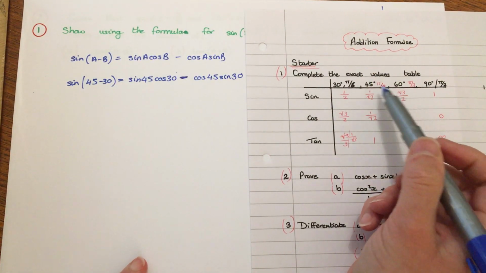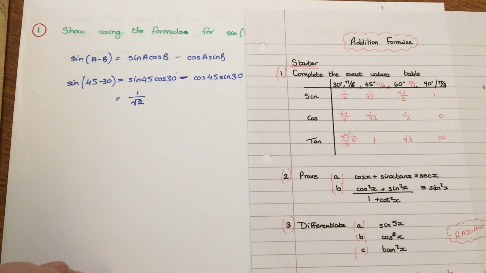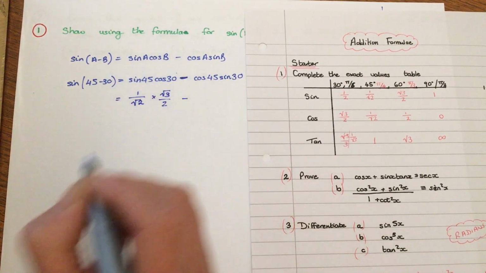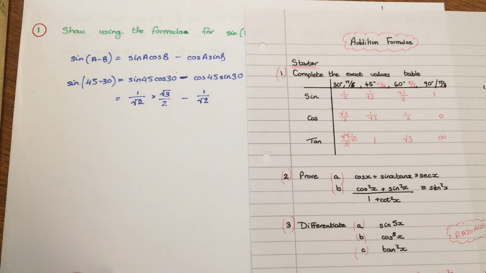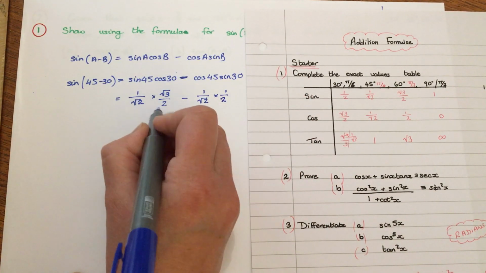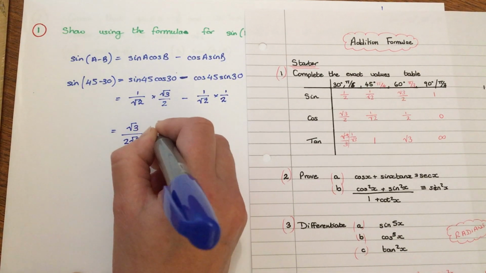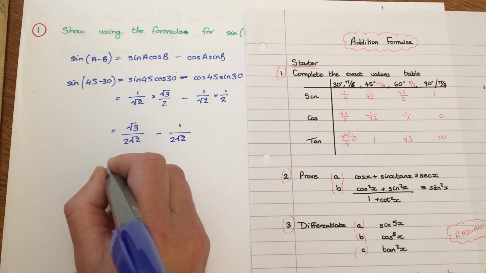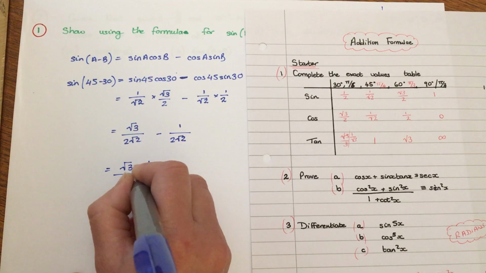So sine 45 is 1 over root 2. Cos 30 is root 3 over 2. Cos 45 is 1 over root 2. And sine 30 is a half. So I've got root 3 over 2 root 2 minus 1 over 2 root 2. It's a common denominator, so that leaves me with root 3 minus 1 over 2 root 2.